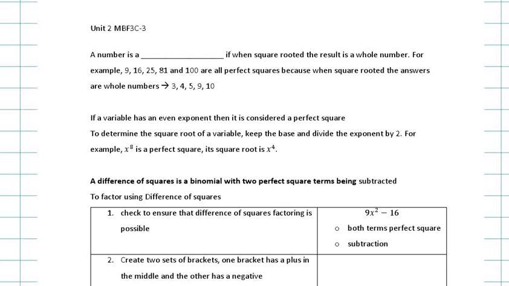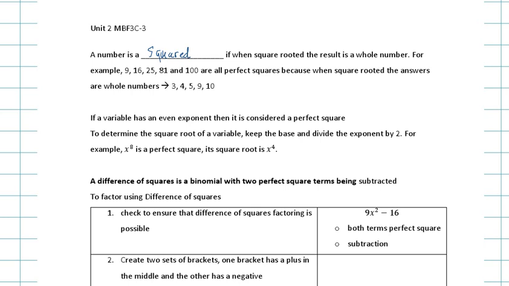So we're moving to something called difference of squares. To factor using the difference of squares, you have to have a specific order, specific numbers, and terms. Okay? A number is a squared number if when square rooted, the result is a whole number. That's all. Okay, look at me please.